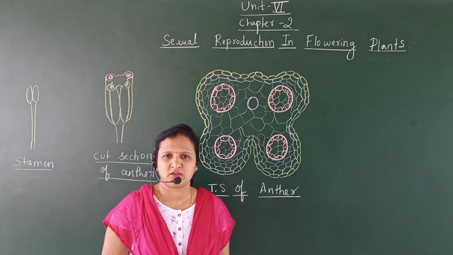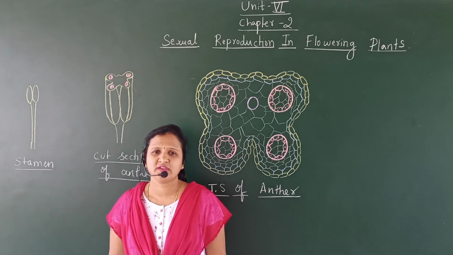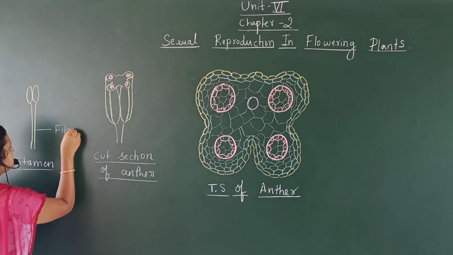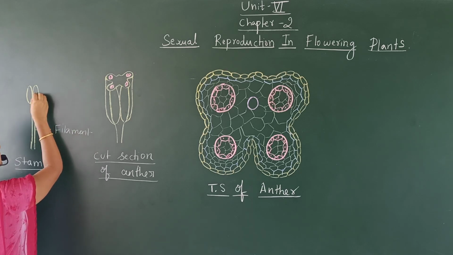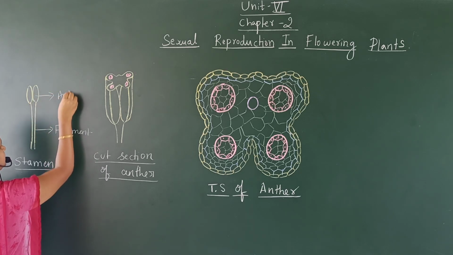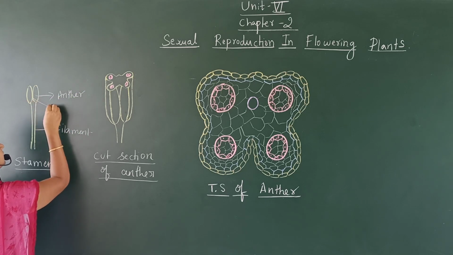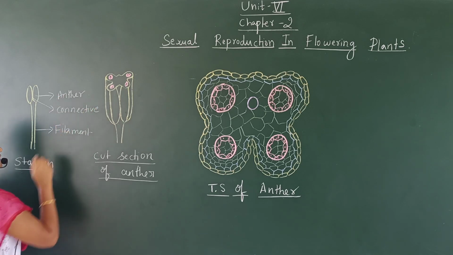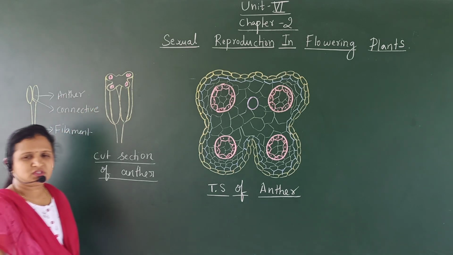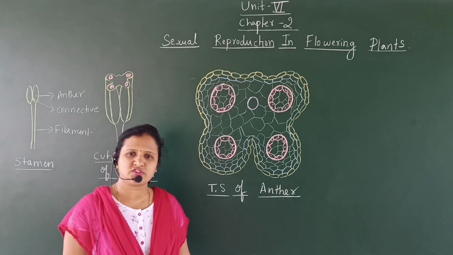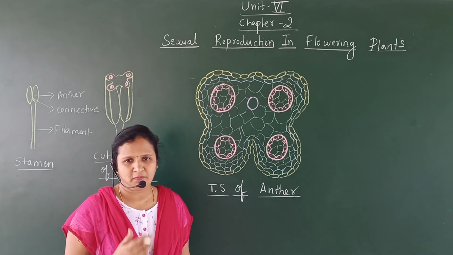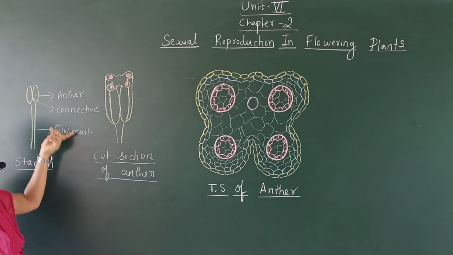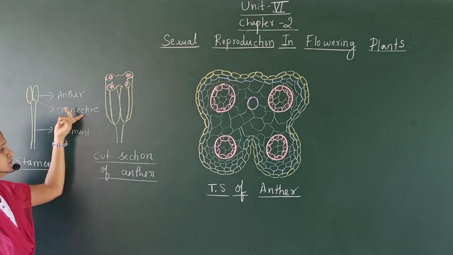Individual units are stamens. You know, this is the stamen, a single stamen. A stalk-like structure is called the filament. Two lobe-like structures are called the anther. The anther is connected by a tissue called the connective. These are the parts of the stamen. If you observe the stamen in different flowers, the number of stamens and the length of the stamen will vary. But the basic structure remains the same, with the filament, anther and the connective.